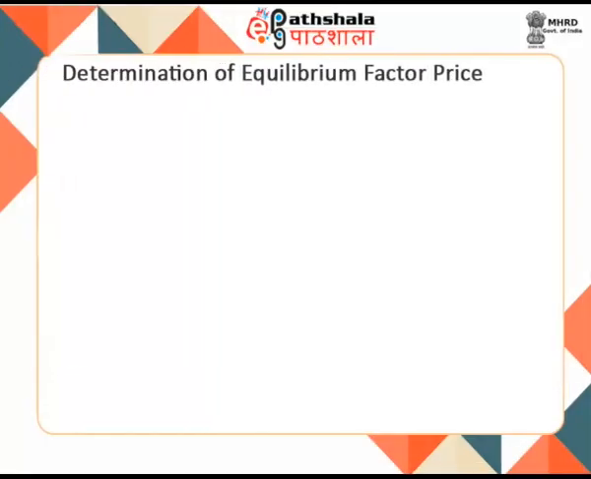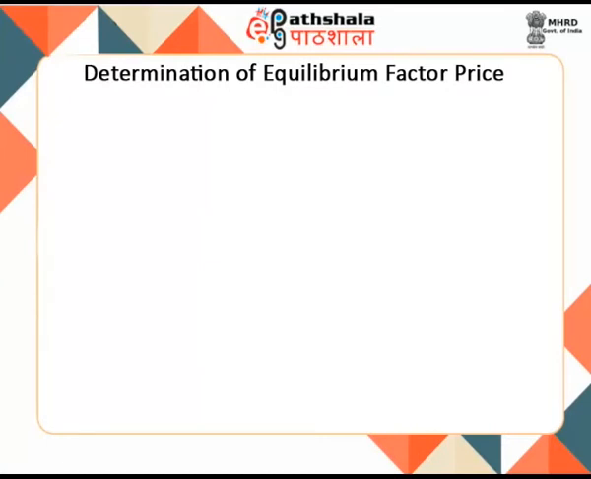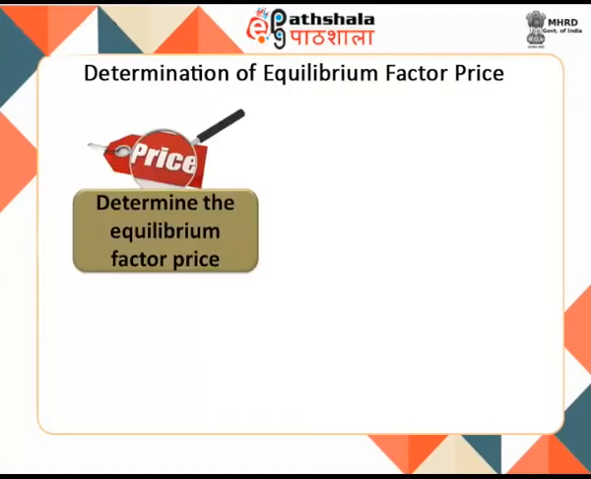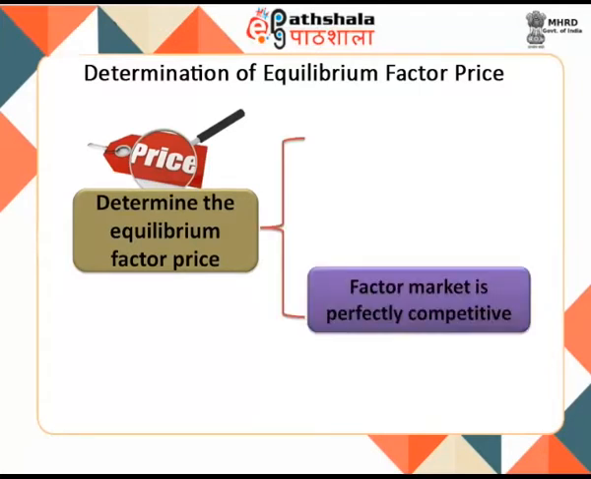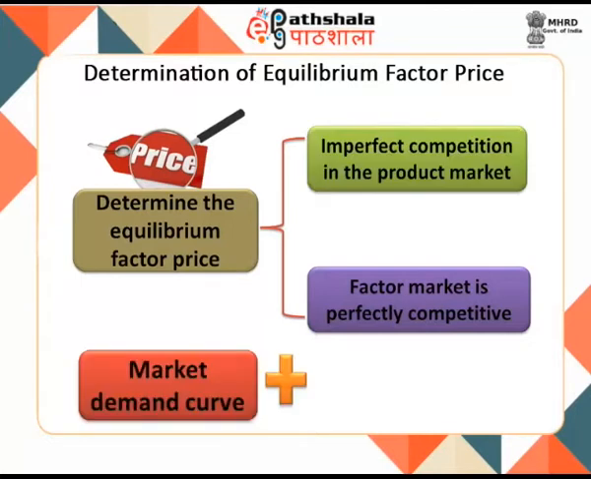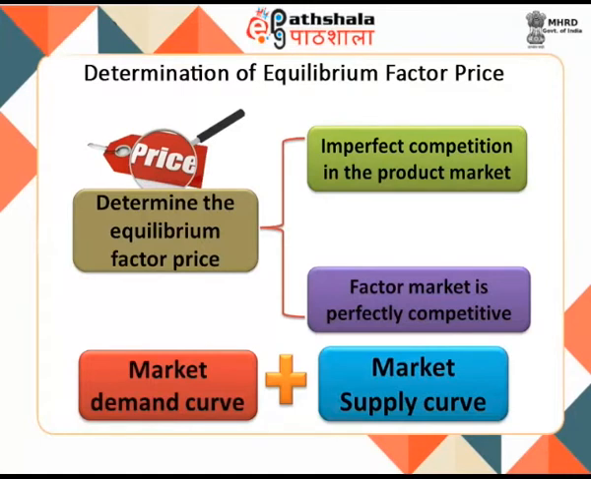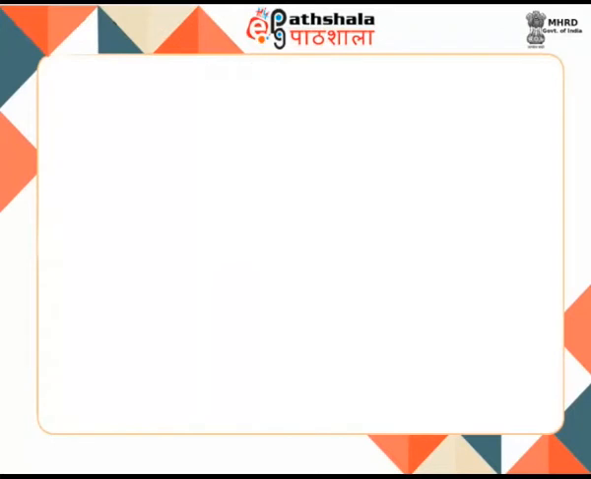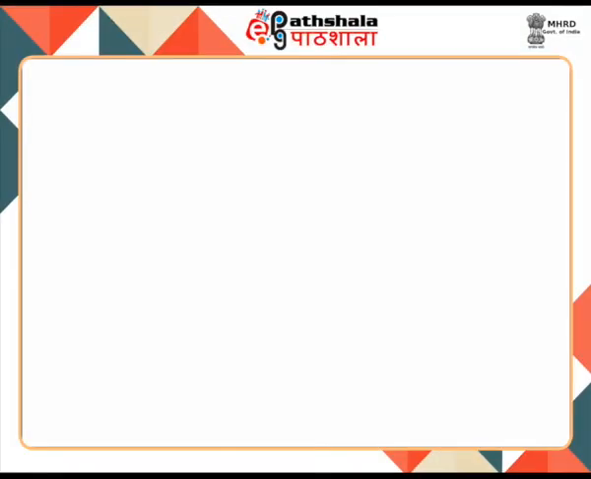Determination of equilibrium factor price, wage. We are now in a position to determine the equilibrium factor price in the perfectly competitive factor market, while the product market is imperfectly competitive, by combining market demand curve and supply curve for variable factor labor derived in previous sections. Let us now graphically determine equilibrium factor price.